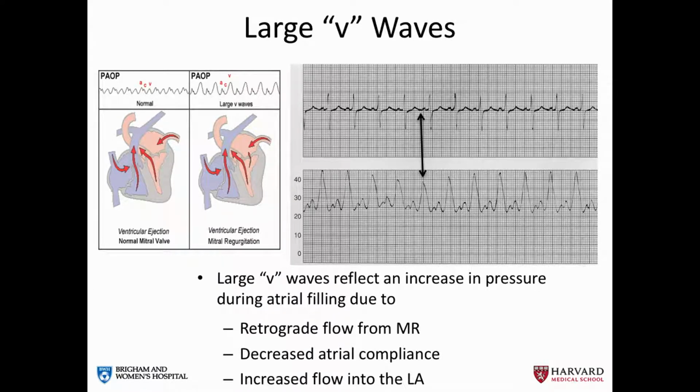V waves are often thought to reflect mitral regurgitation, but the truth is that a V wave, if it's more than 50% greater in height than the A wave, probably does reflect mitral regurg, but all a V wave really reflects is increased venous return to the left atrium, and that can occur for a number of reasons. Certainly retrograde flow from the mitral regurg itself. It could also reflect decreased atrial compliance and just a stiff wall. But generally, it's thought to reflect increased flow into the right atrium for whatever reason, and it's our job as the clinician to figure out what that reason is.